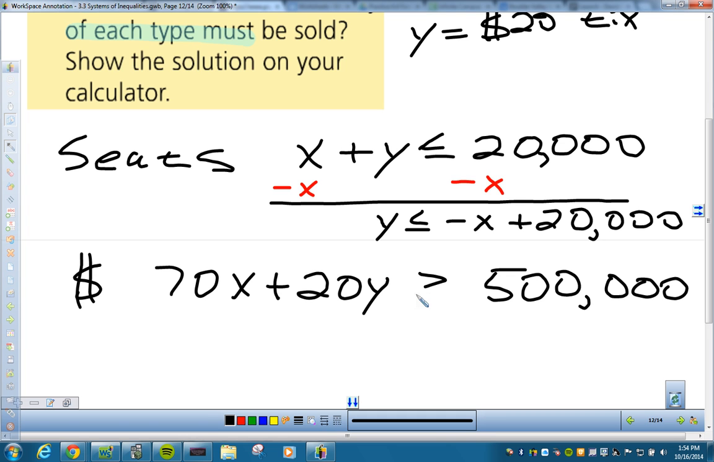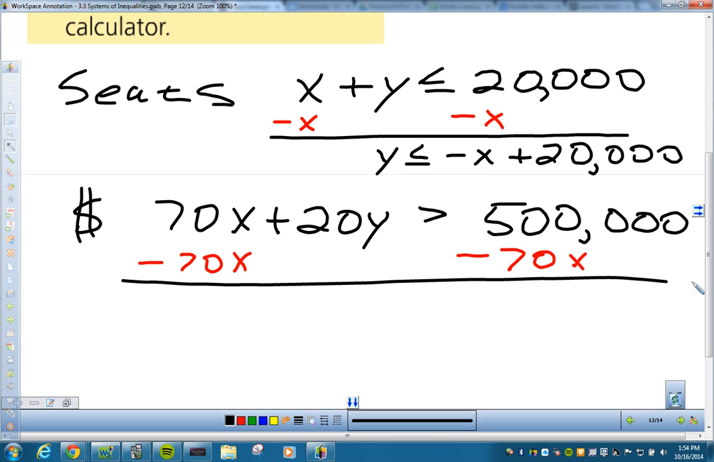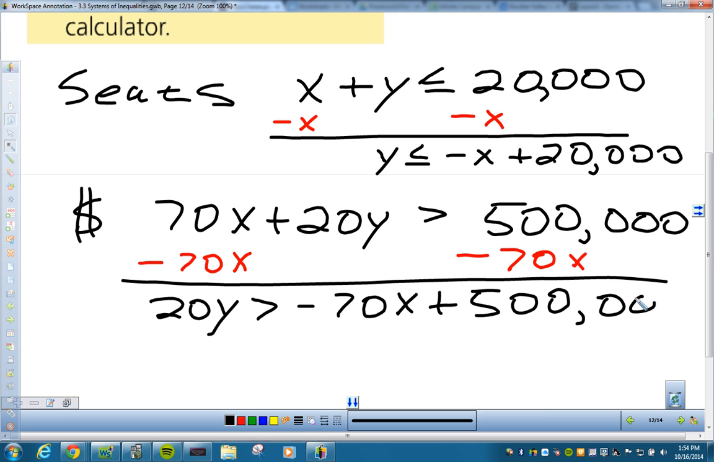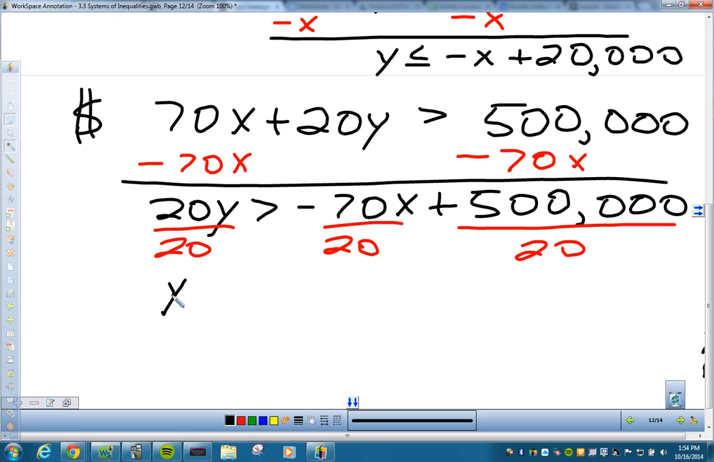Daniel, what's the first step? For y, so we would subtract 70x from both sides. So we get 20y is greater than negative 70x plus 500,000. What's the next step, Colin Crawford? Divide everything by 20. Good. So then we get y is greater than, I can just whack off the zeros here, so negative 7 halves x.